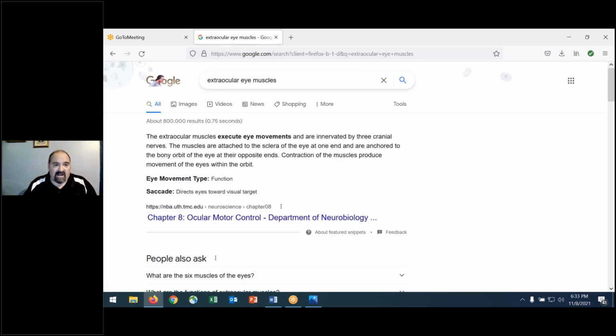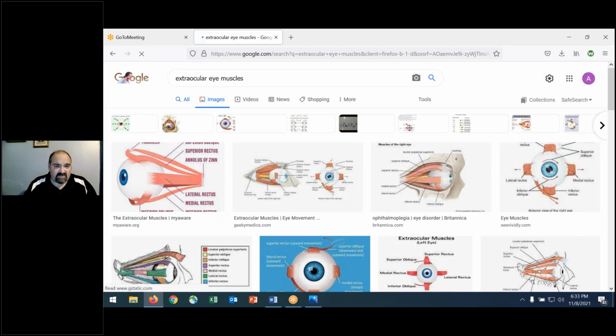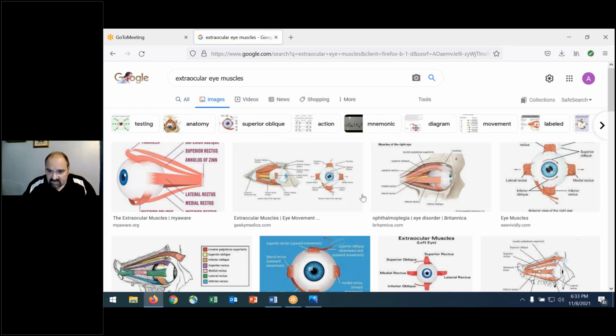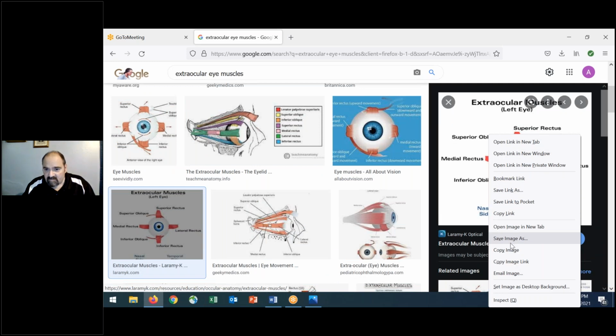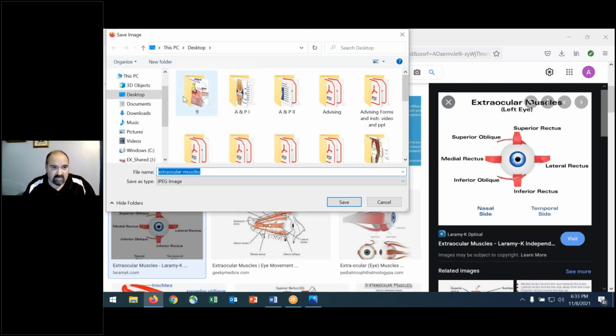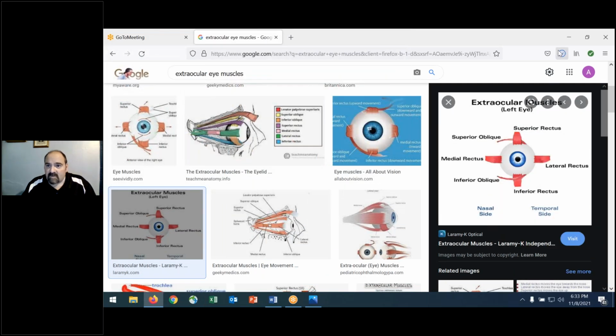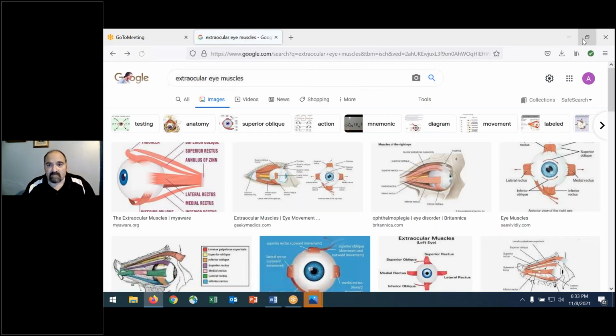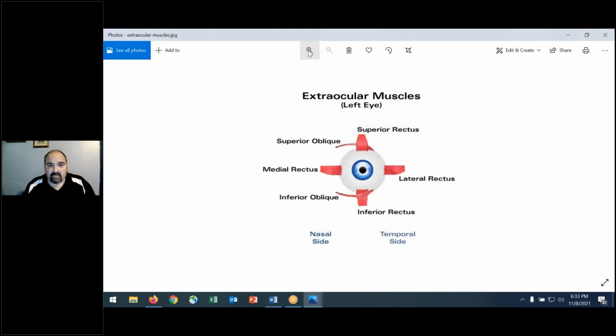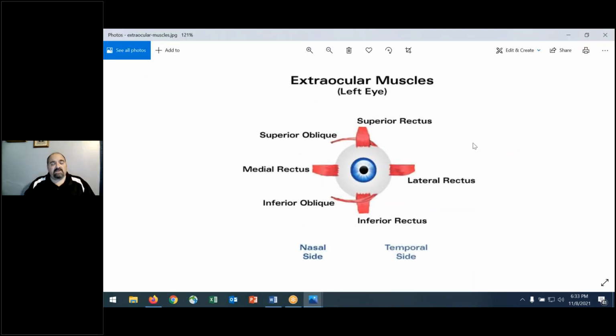So, the extraocular eye muscles. And you're going to have to know this in the lab. So here we go. This is a great image right here. I'll make it bigger. Okay, so this is the left eye, right? As you're looking at it, this is my left eye that I'm pointing to.